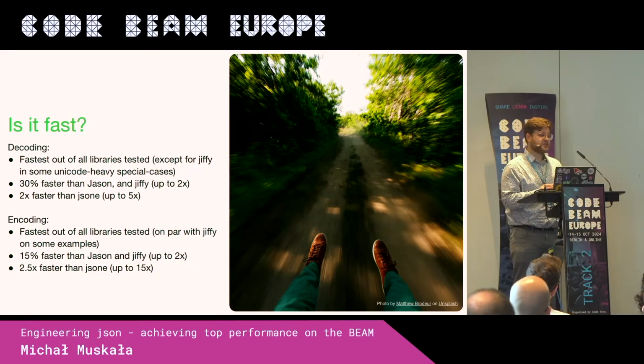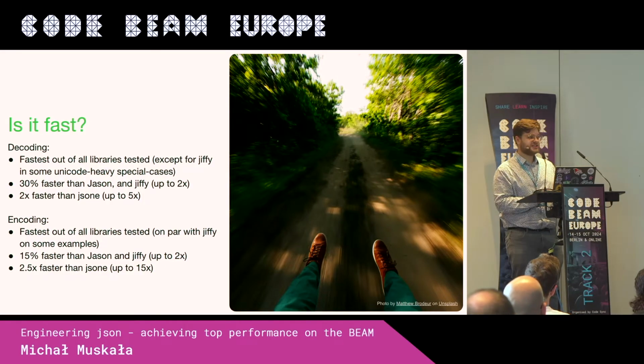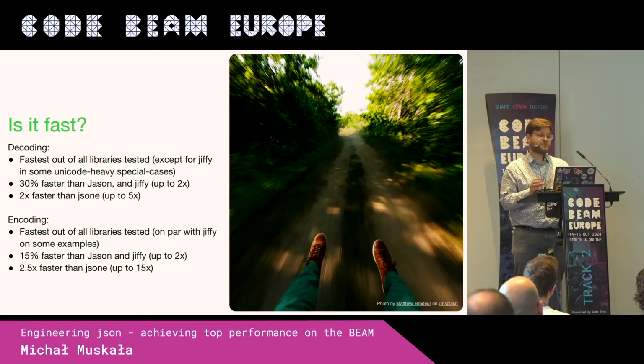On decoding, it is about 30% faster than the existing Elixir JSON library, and on encoding it is about 15% faster, but it can be up to twice as fast. And then comparing to JSX, which I think is the most popular Erlang package, there are quite a few performance wins there as well, due to a different approach to decoding.